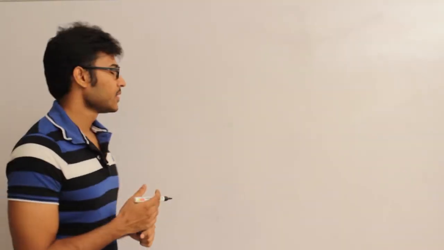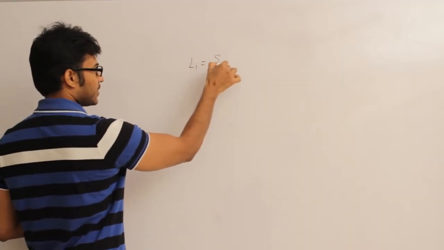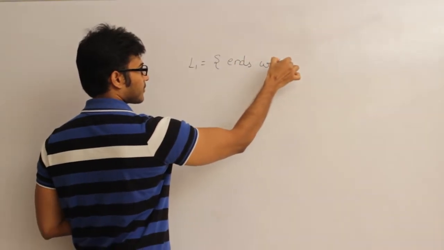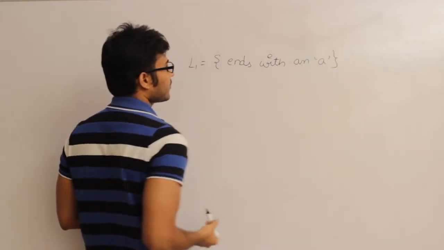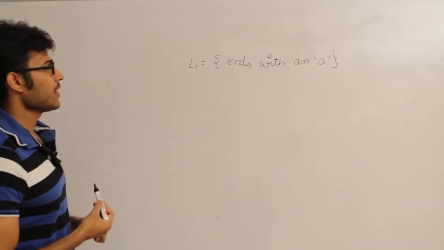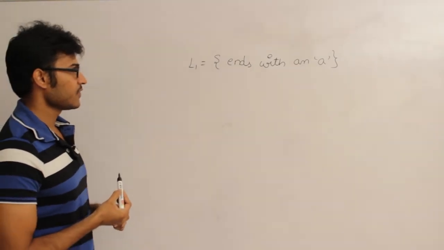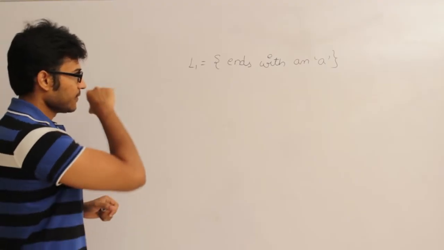Let's see one more example of converting NFA to DFA. Now I want to convert this language. L1 is the set of all strings that end with an A. So now we are going to construct a DFA from the NFA which is going to accept the set of all strings ending with A.